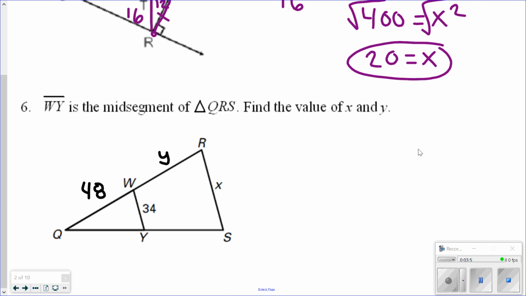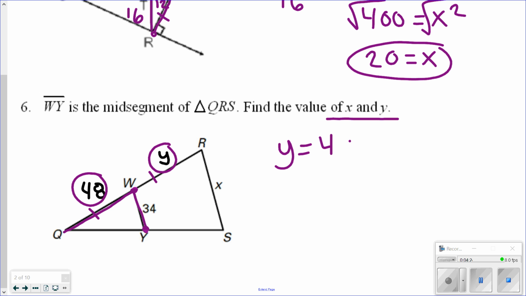All right, WY is the midsegment of triangle QRS. We want to find the values of X and Y. Remember, midsegment means it's the segment that connects two midpoints of a triangle. So we'll start with the easy one. If QW is 48, that means that Y would also have to be 48. Why? Well, W is a midpoint, hence that's why this is a midsegment. So those have to be congruent. So I'll write that down, that Y is equal to 48. Next, we want to figure out what the length of X is. So X is right here.